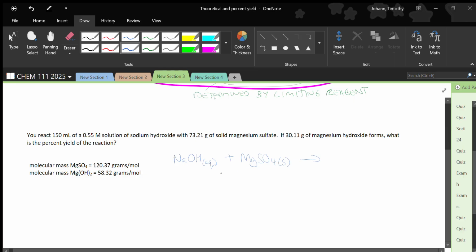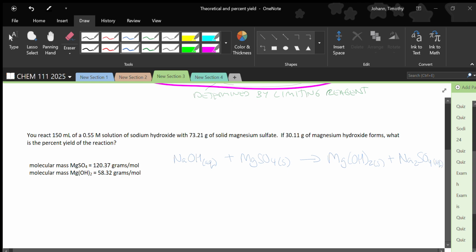And then this is a double displacement reaction, so my magnesium is going to pair up with the hydroxides, and that is a solid. That I know is not soluble from my solubility table. And then my sodium and sulfate are soluble. So we're going to have sodium sulfate, and that is soluble.